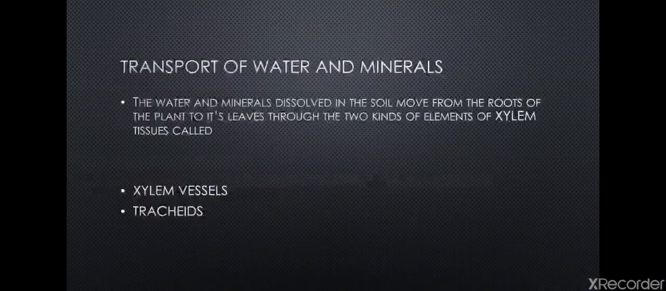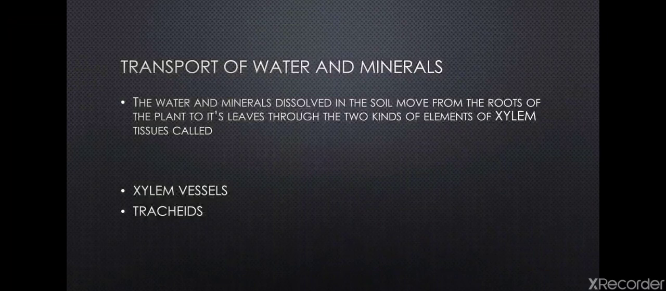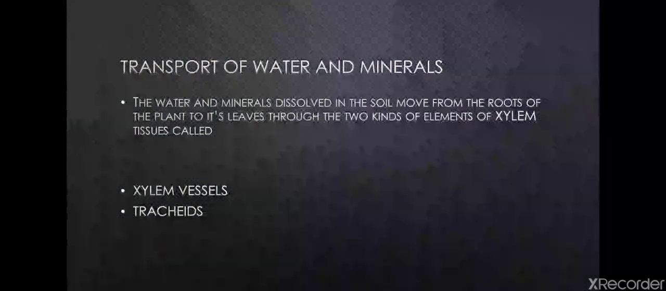So now we are going to discuss the transportation of water and minerals, and the transportation of food and substances in detail. So here we have transport of water and minerals. The water and minerals which are dissolved in the soil move from the roots of the plant to its leaf through the two kinds of elements of xylem tissues called xylem vessels and tracheids.